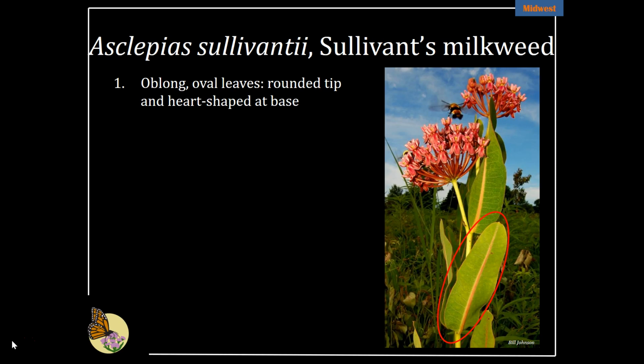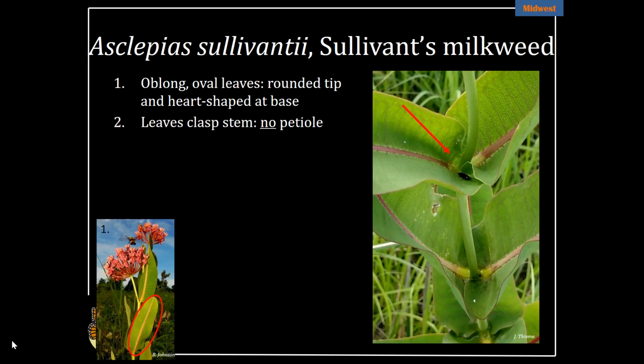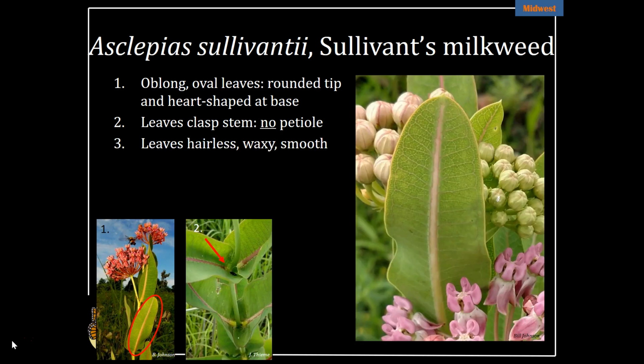Asclepias sullivantii, Sullivant's milkweed, has long oval leaves that are rounded at the tip and heart-shaped at the base. The leaves clasp the stem and there's no petiole. This is a helpful key to differentiating between Sullivant's and common milkweed. Sullivant's milkweed leaves are also smooth, almost waxy in feel, with no hairs, unlike common milkweed, which are slightly fuzzy.